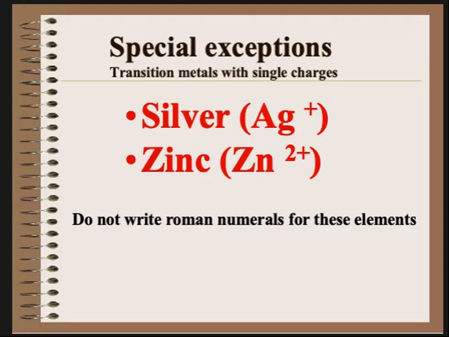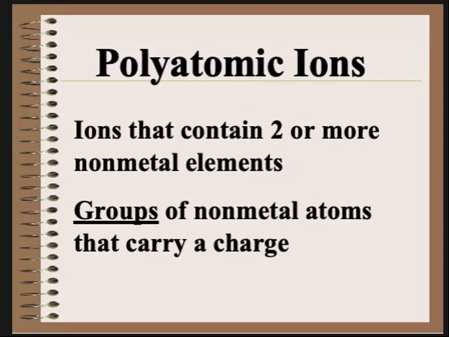Then next, we have polyatomic ions. These are ions that contain 2 or more non-metal elements, groups of non-metal atoms that carry a charge. Example is sulfate, SO4. Sulfur is a non-metal, oxygen is a non-metal, and they have only 1 charge. They're considered as 1 atom, but made up of 2 or more. We consider it as 1 atom, and it has a -2 charge. Okay, so that's a polyatomic ion.